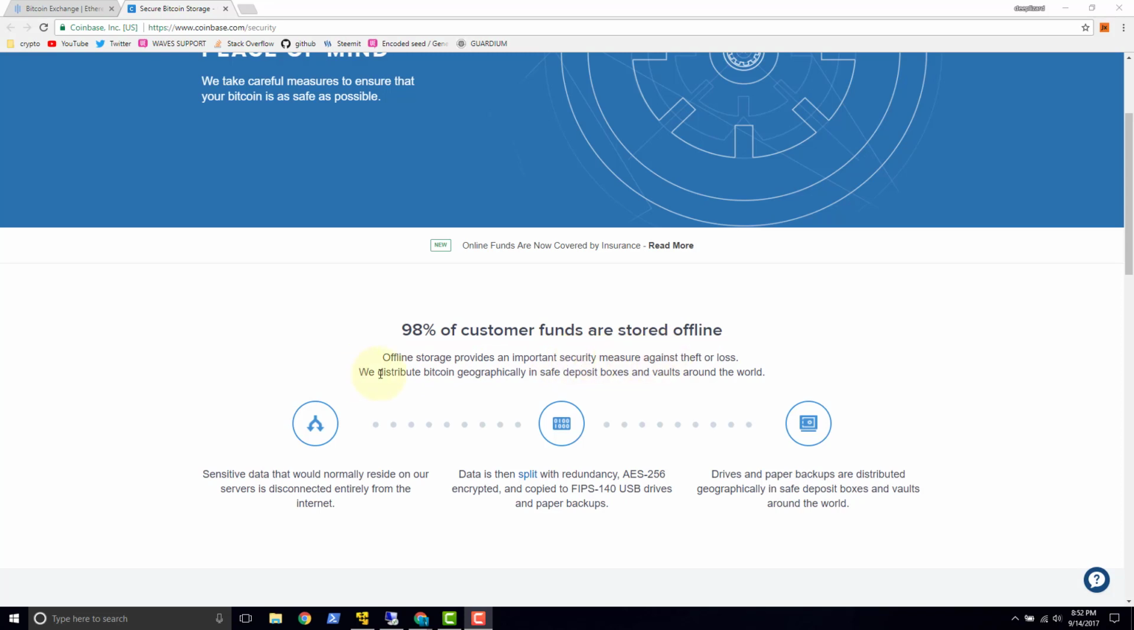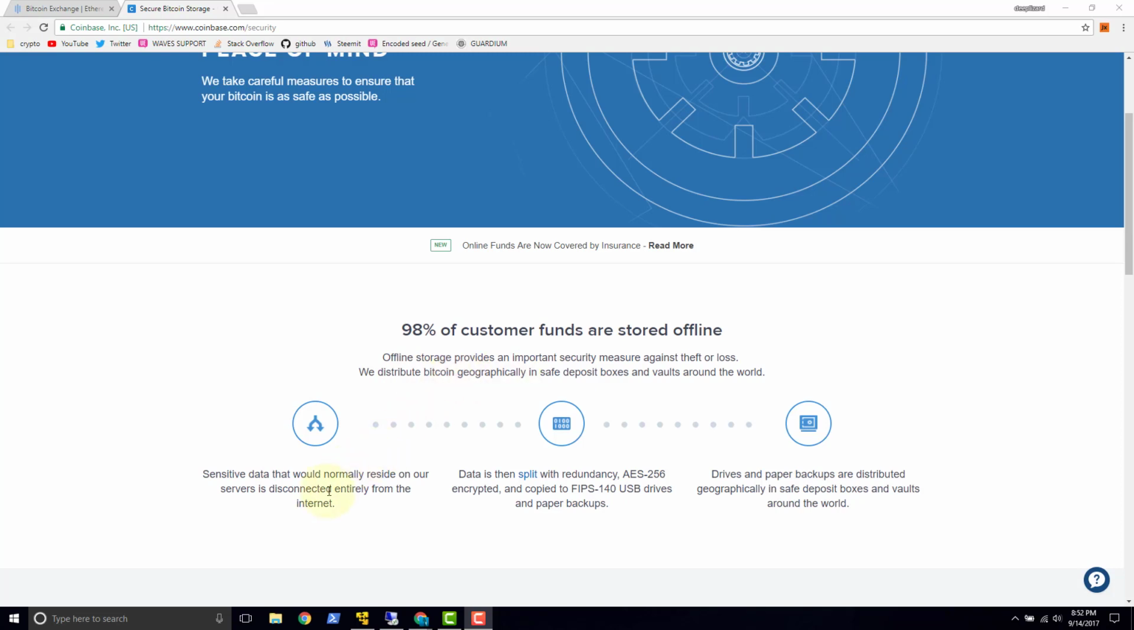This is another important piece. We distribute Bitcoin geographically in safe deposit boxes and vaults around the world. So what do they mean, we distribute Bitcoin? What they mean is they distribute the private keys to customer wallets around the world geographically. So suppose they had all of the customer wallets just sitting on one server in, say, California, and there was a big fire that happened and all the servers were destroyed. Well, all the customer funds would be lost. And so they've taken measures here to distribute them geographically around the globe.